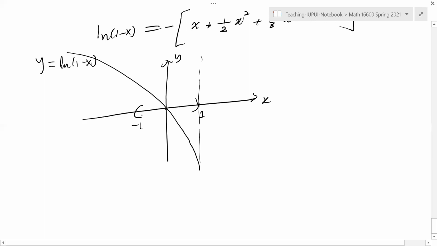So this function over the interval from negative 1 to positive 1, I can express as a power series. But this power series itself will be divergent on the left-hand side of negative 1. So they only match over that interval. Clear?